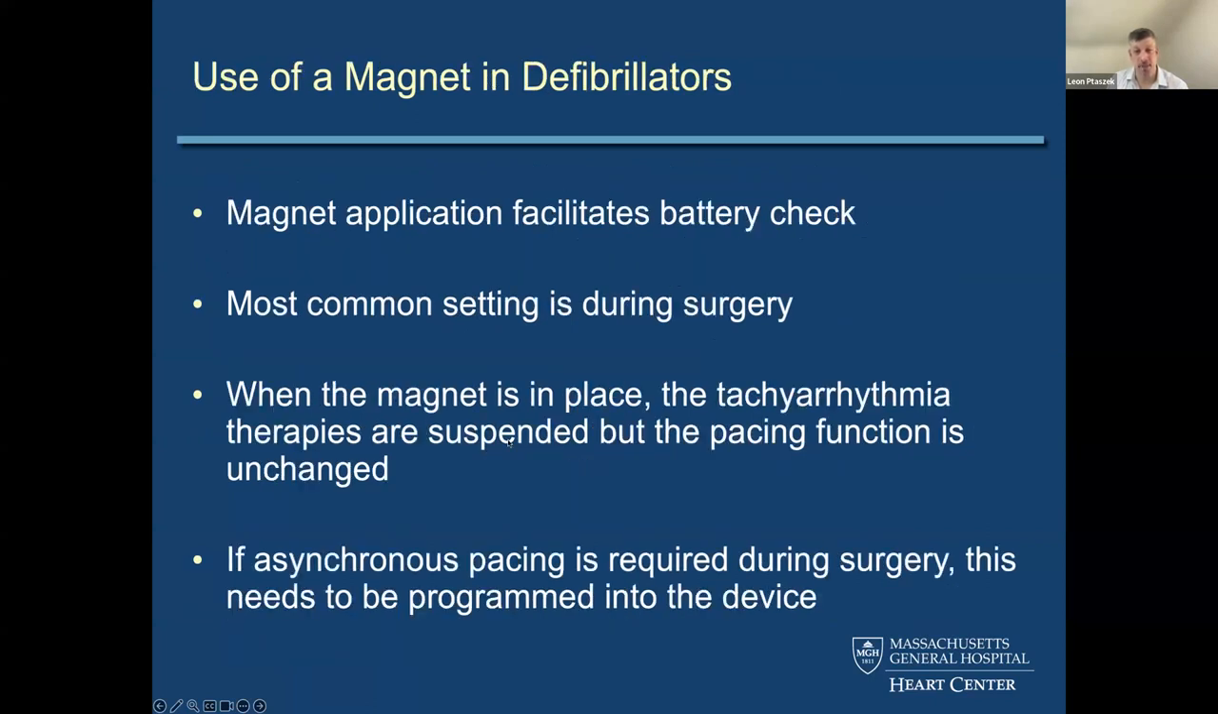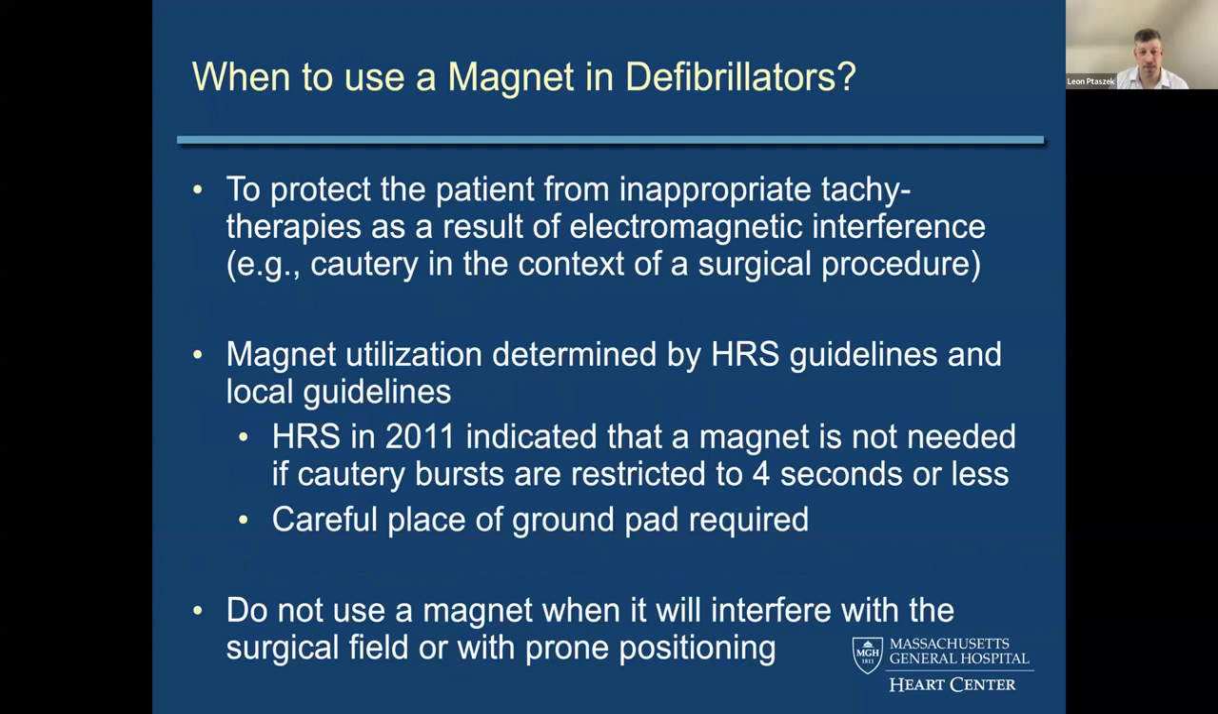And again, same thing in defibrillators. It's not just that you're using a magnet to bring up asynchronous pacing with a defibrillator. You could also use it to inhibit shocks. Because like I said, not only can that electromagnetic interference inhibit necessary pacing, but it can also be sensed by devices as VT and VF and lead to inappropriate shocks. So that magnet can help prevent inappropriate cautery-related shocks in the context of surgery. Just something to keep in mind.